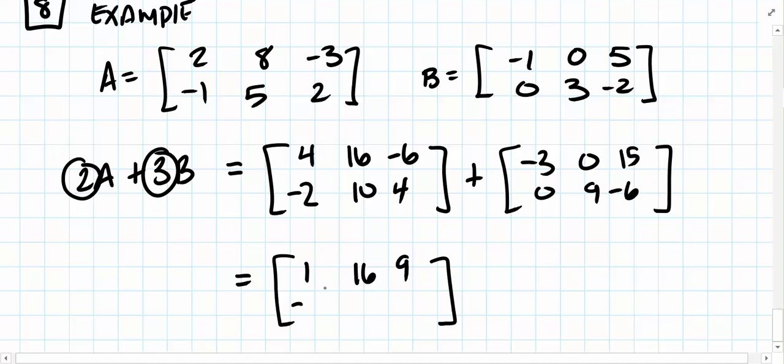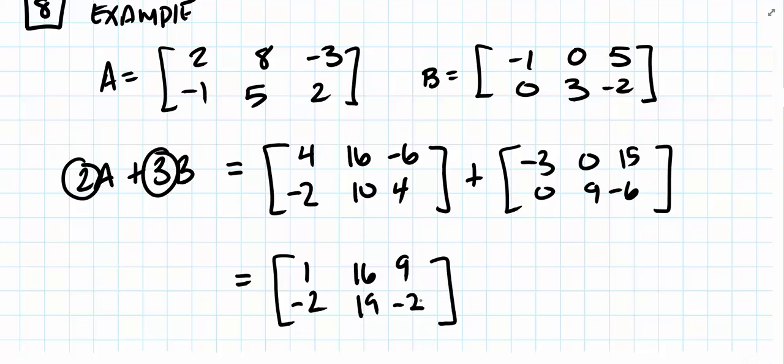So if you had to do that in your calculator, what do you think you would do? You would go 2 times A. You would enter A, enter B, and go 2 times A plus 3 times B, and you should get the same exact result.